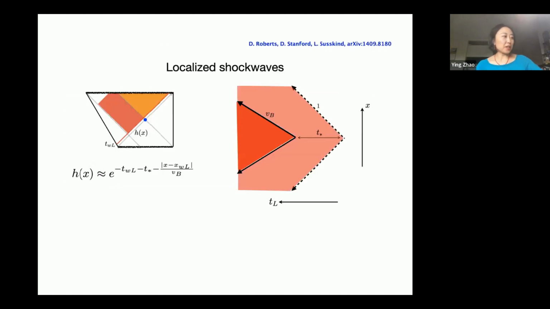Okay, if there are no more questions, let's go to the localized shockwave case. As I said, I'm not really in a rush to finish everything. So far, we only discussed the spherically symmetric perturbation, basically minimal sized black holes.